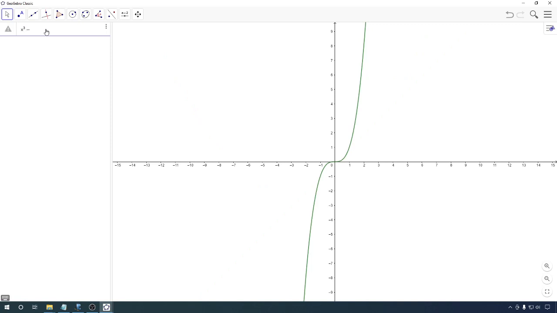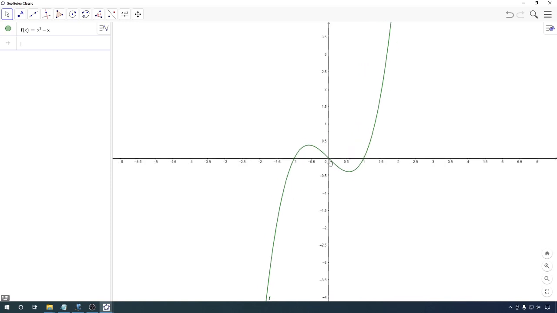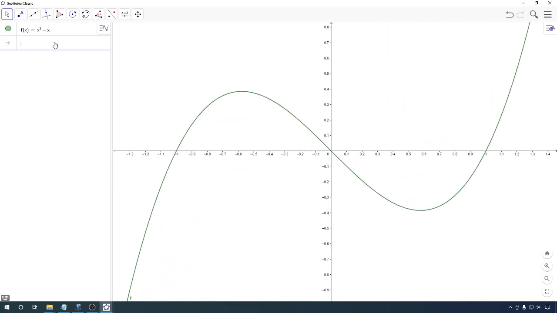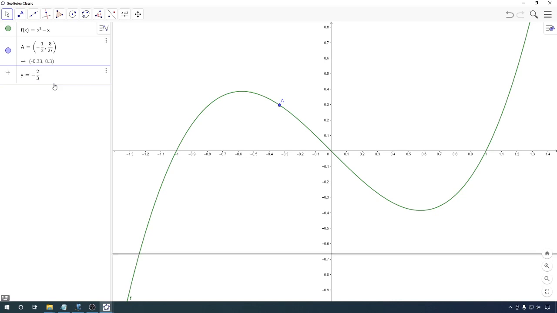I'm going to look at x cubed minus x. We have this graph here. I'm going to zoom in to where most of the action is actually happening. And I'm going to also put the point (-1/3, 8/27). So that's what I get if I plug negative 1/3 into my function. I get this point up here. It turns out that there is a tangent line to this curve at the point A, and that tangent line looks like y equals negative 2/3 x plus 2/27.